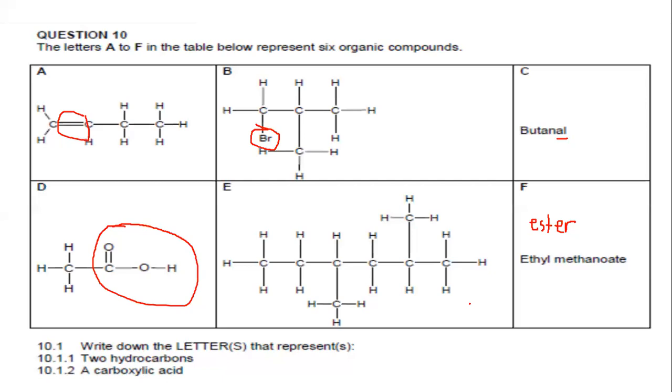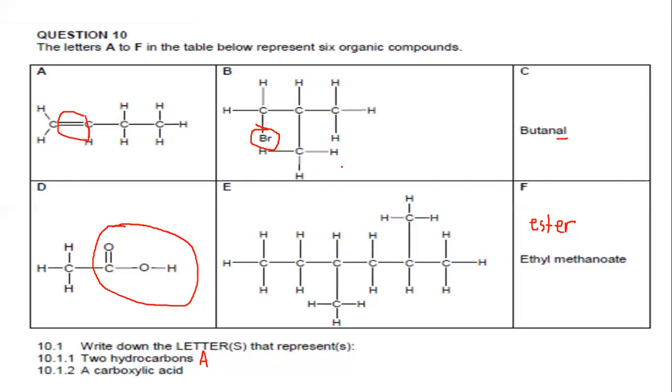Okay, we can start from A. If we start from A, I see there's a carbon, there's a carbon, there's a carbon. So yes, this looks like a hydrocarbon because there's only carbon and hydrogen. So we're going to call this a hydrocarbon. So the first letter of a hydrocarbon, I think we have already found it. It would be A, okay?